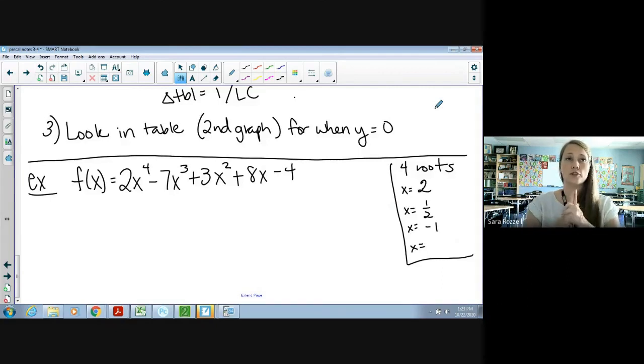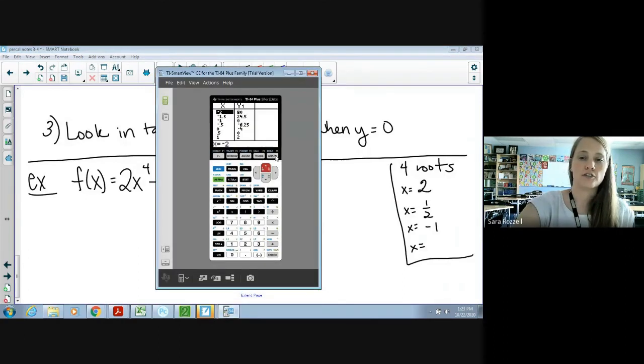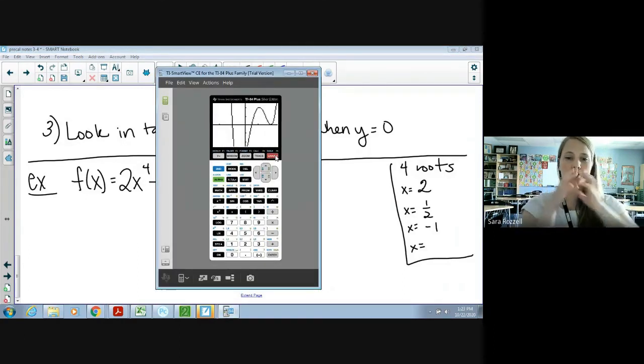So what I want you to do, if you're only missing 1 root, there's a really good chance that one of these roots, either 2, 1/2, or -1, was a double root. So it showed up 2 times. So hit your actual graph button and look at them and see which one of these numbers, the 2, the 1/2, or the -1, is our double root. Think about the multiplicity and what that looks like on the graph. So if you hit graph, it'll show it to you.